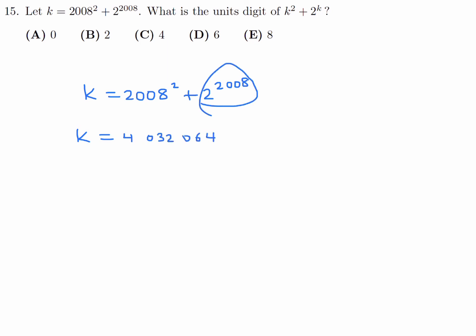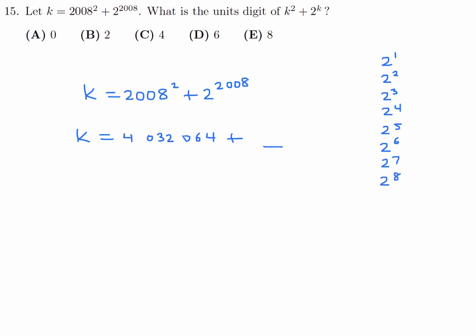4032064. But this number is way too big to calculate, even on a calculator. But the good news is I can figure out what is the units digit of just this. How? Well, let's talk about this. Let's first of all write down the first few powers of 2. And when I do, you will see a pattern very quickly.